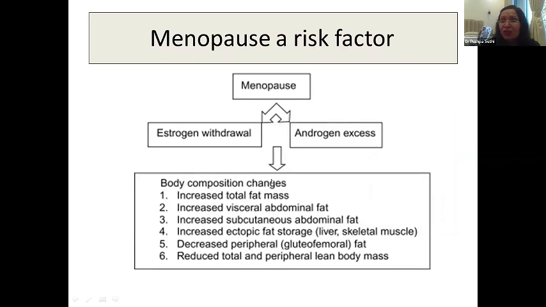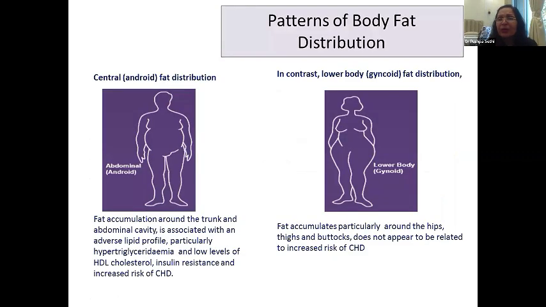What is happening? There is a change in body composition: increased total fat mass, increased visceral abdominal obesity, increased subcutaneous abdominal fat, increased ectopic fat storage, decreased peripheral fat, reduced total and peripheral lean body mass, and all this predisposes to a complete picture of metabolic syndrome. So the same lady with the same BMI suddenly becomes metabolically unhealthy, and the gynecoid fat related to the female beauty, I should say, suddenly becomes android in nature once menopause sets in.